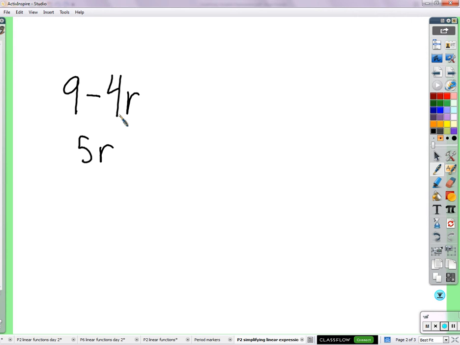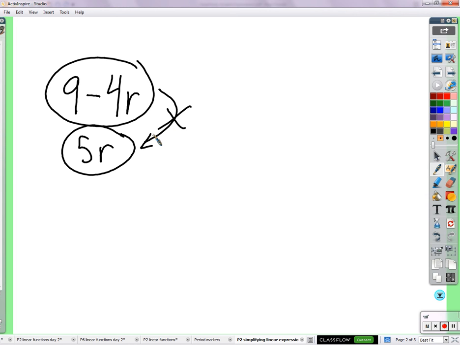Because you can't, like if R was 5, then 4R would be like 20. Okay. So there is a way of showing a little bit more of why you can't put these together. Because doing this to some number is not the same as doing this. Okay? They're not the same thing.